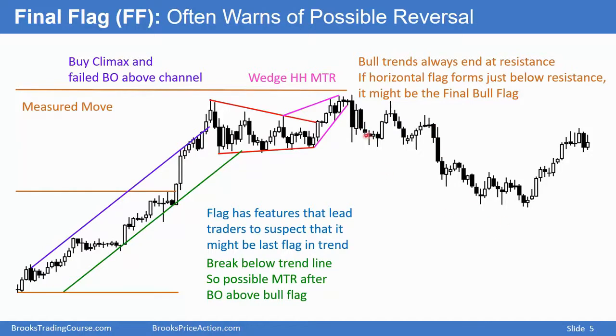Traders are going to be looking for some kind of a correction. A wedge top, a reversal pattern, a potential final flag at a resistance level. The bull trend probably is going to end for at least 10 or 20 bars, and you might get a swing down.